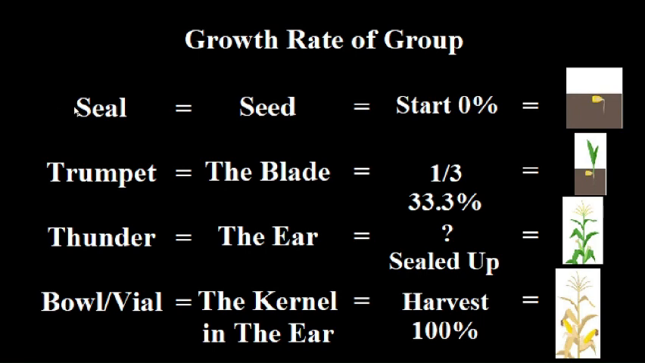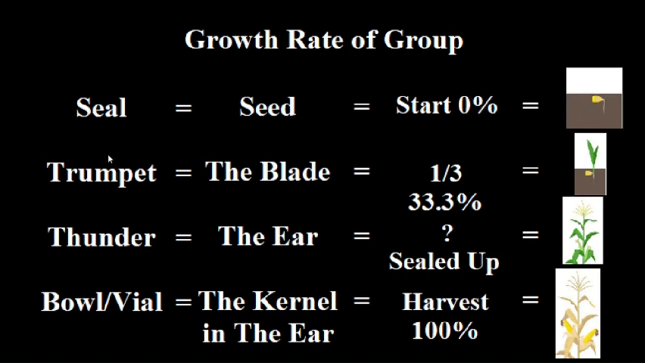It starts off with the seal, next is the trumpet, next is the thunder, and then the bowl and the vial. So the seal equals the seed, and it is equal to the start of the whole plant. And it is 0% because it hasn't grown anything, because it's just been planted in the ground. So the growth rate is 0% at this point.